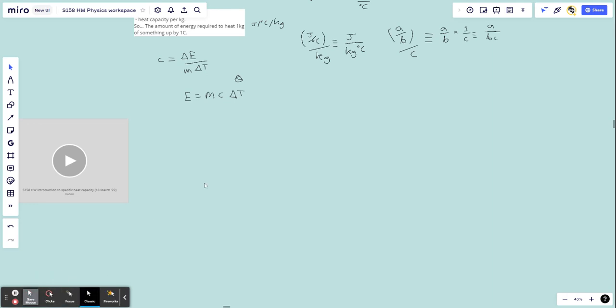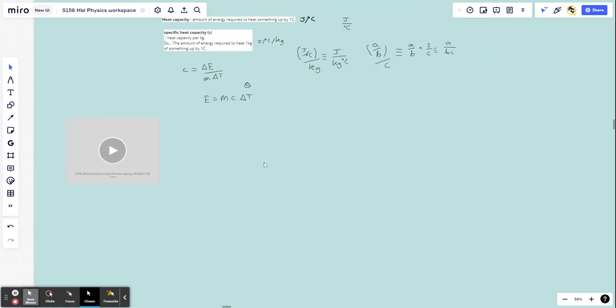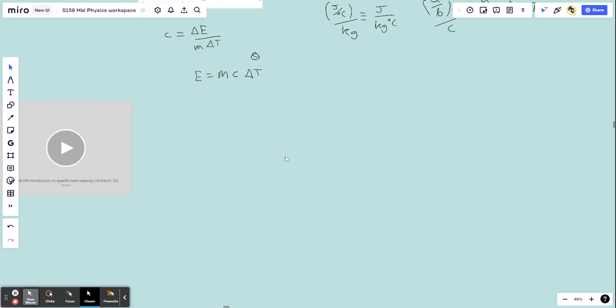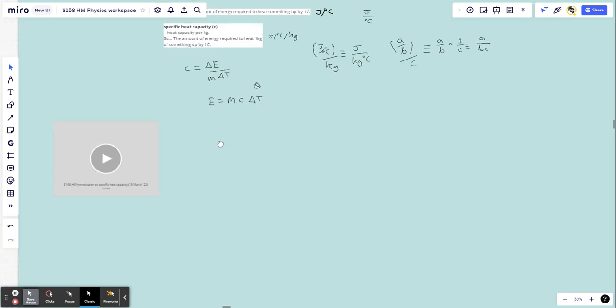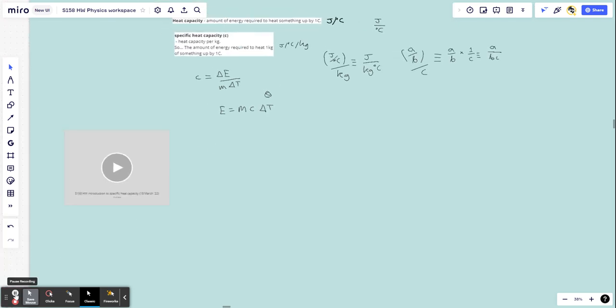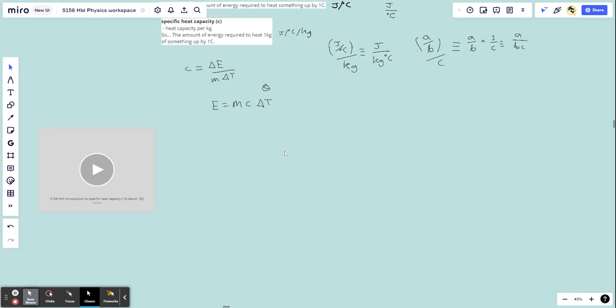Right, so let's look at an example question. I just need to find the specific heat capacity of water. I think it is 4,200 joules per kilogram per degree C, but let's just check that for certain. Yeah, that's pretty much it. It's obviously rounding up, but we're going to just use that figure.